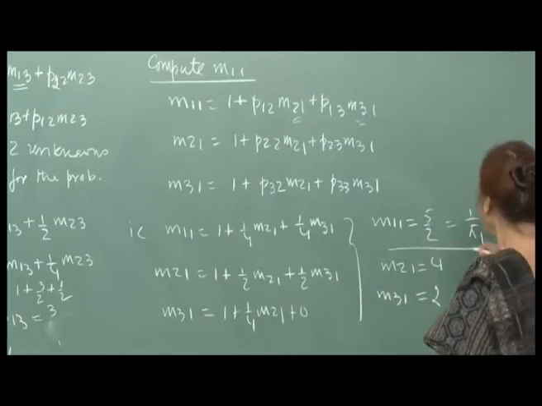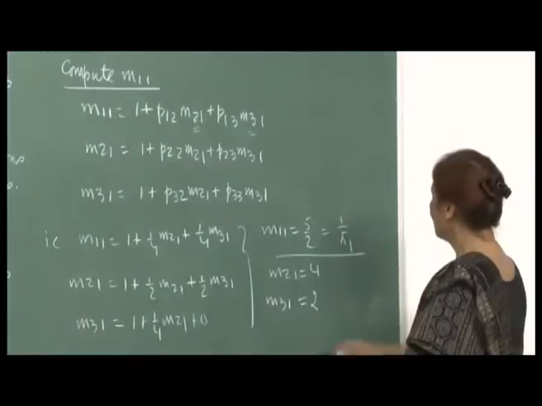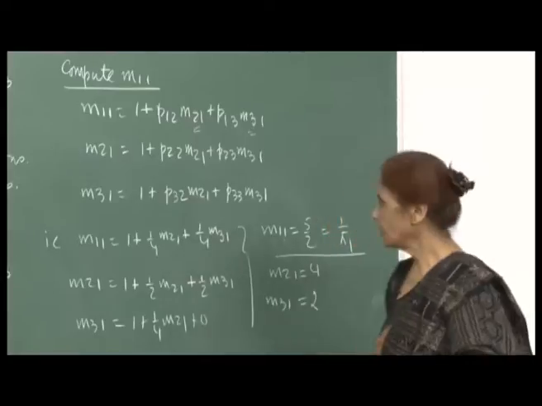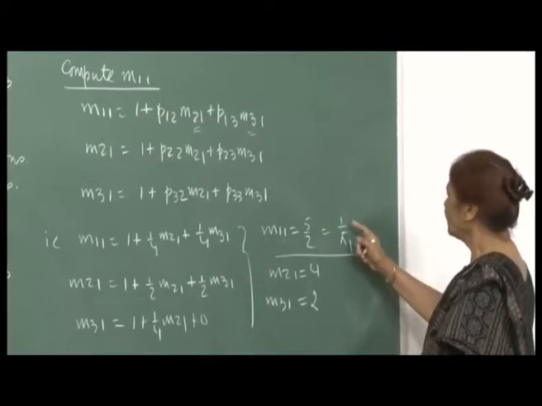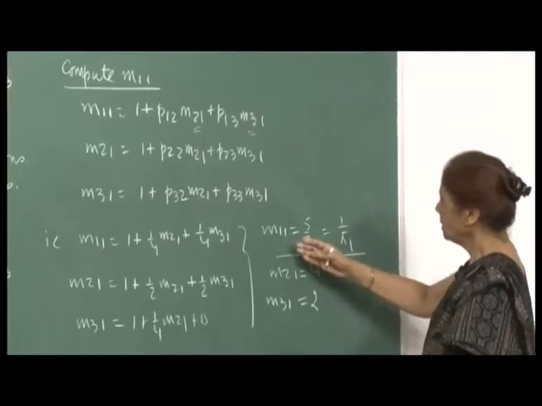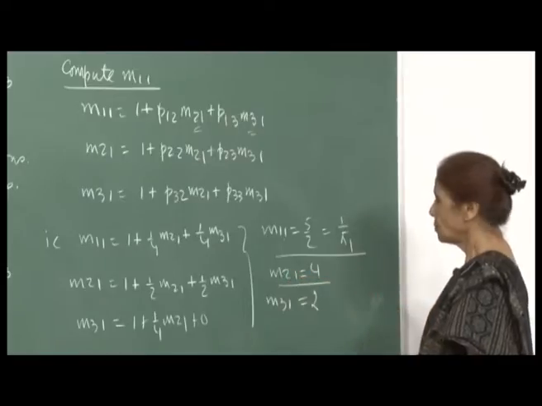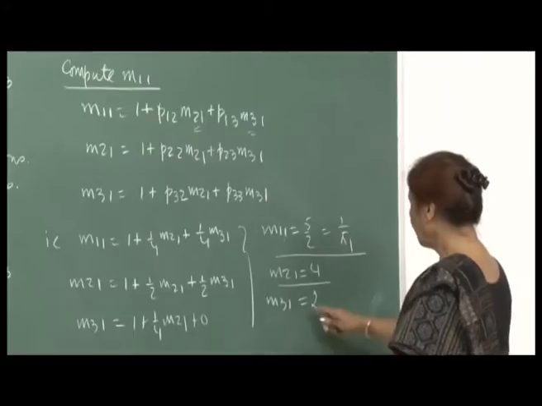You can check that M11 comes out to be 5 by 2, and if you remember your calculations, pi 1 was 2 by 5. So, the steady state probability of being in state 1 was 2 by 5, right. So, the mean first passage time will be 5 by 2. Now, M21 comes out to be 4 and M31 is 2.